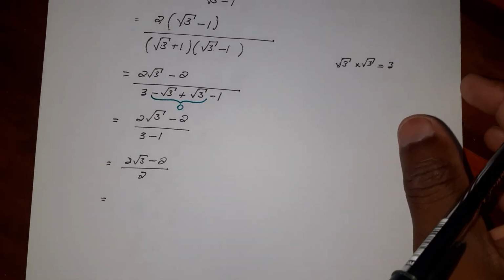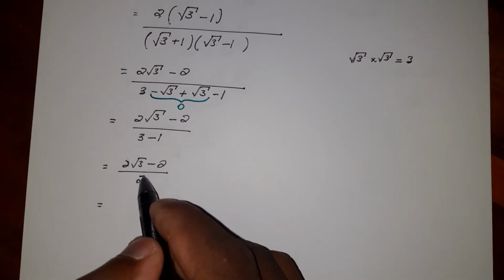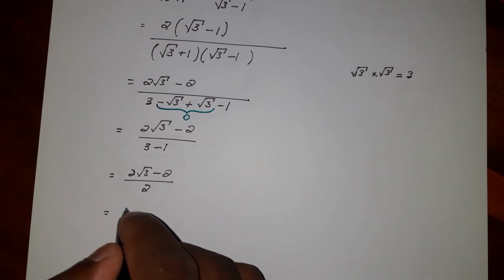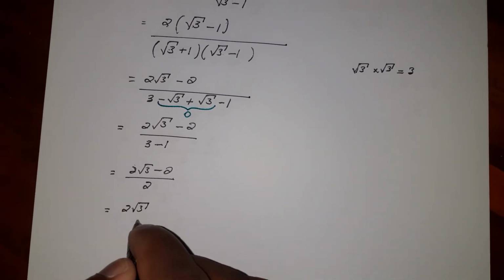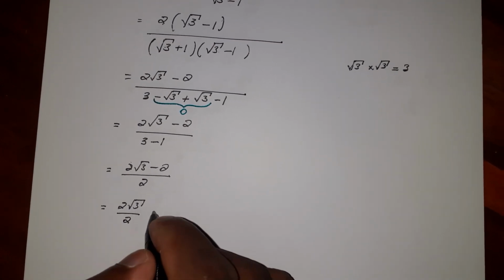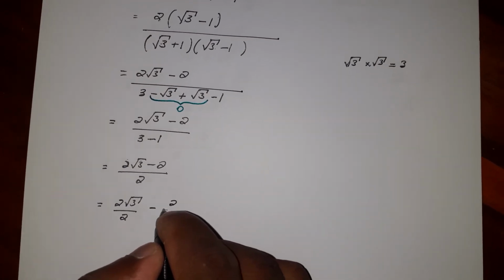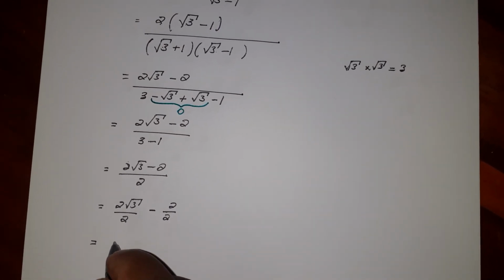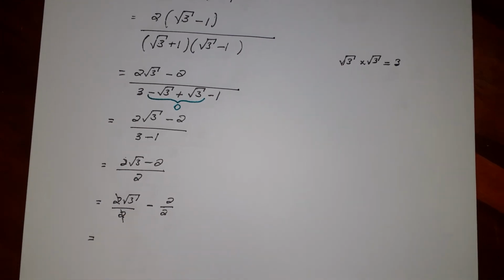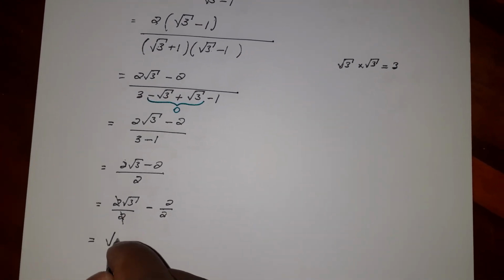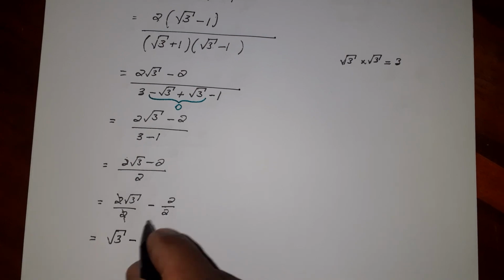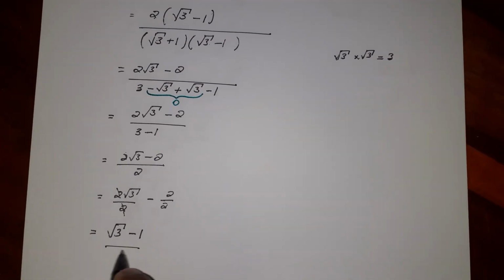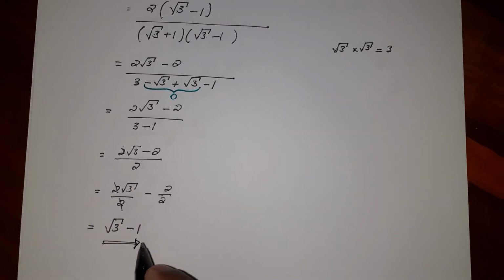Again, do not cancel this 2 and that 2. It is not right. Here now we can separate. We can write 2 square root of 3 over 2. And then minus 2 over 2. Then from here, we now cancel this and that. Then we only have square root of 3 minus 2 divided by 2 is 1. And therefore, this is the final answer.